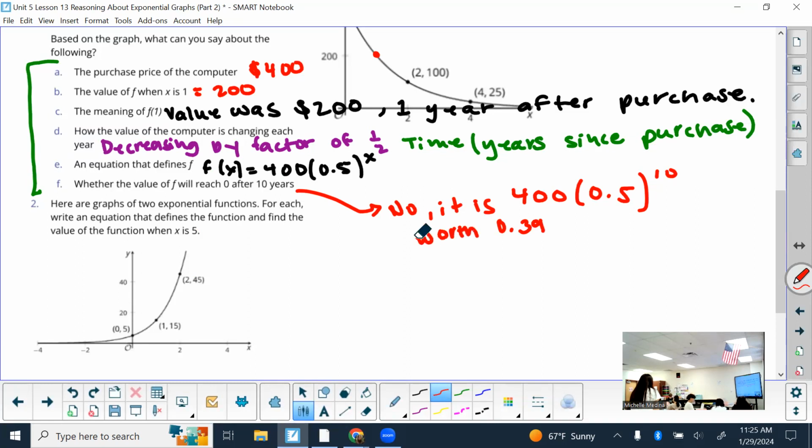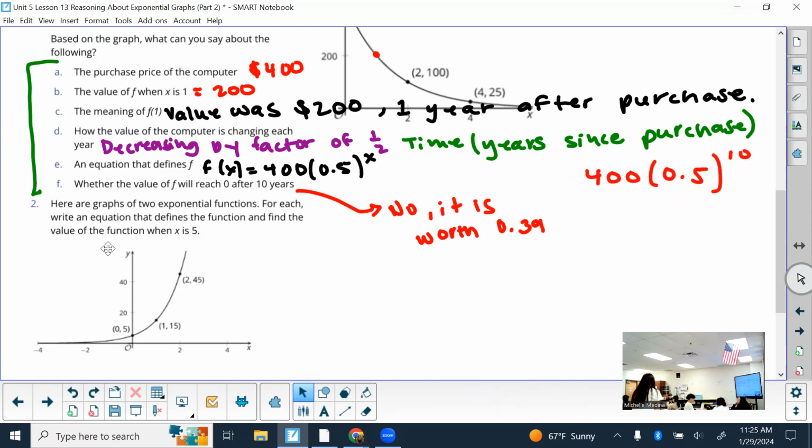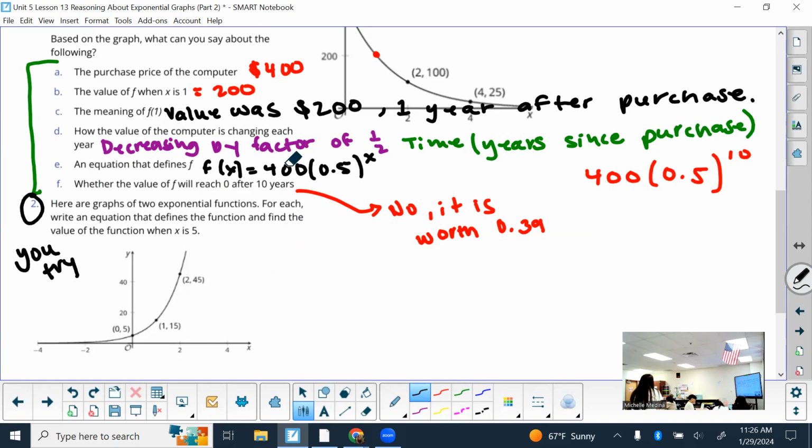The next problem, number 2, is going to be your check for understanding from this exercise. So you're going to try that next. We have graphs of 2 exponential functions. For each, you're going to come up with the equation for that graph and the value of the function when x is 5. So try number 2. I think we'll have enough time to cover it today. I give you 4 minutes to come up with the equation and evaluate it for when x is 5.